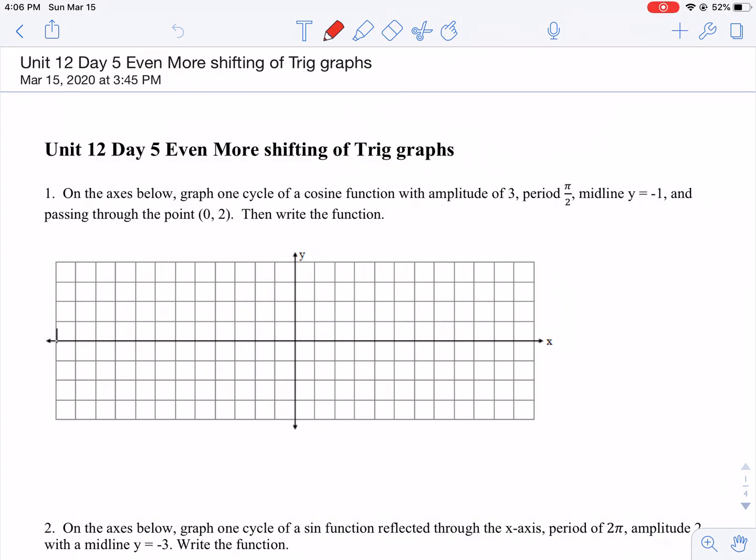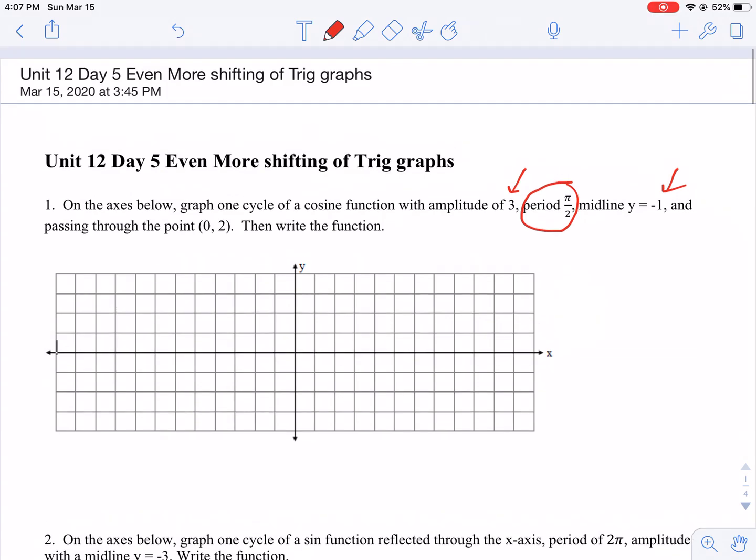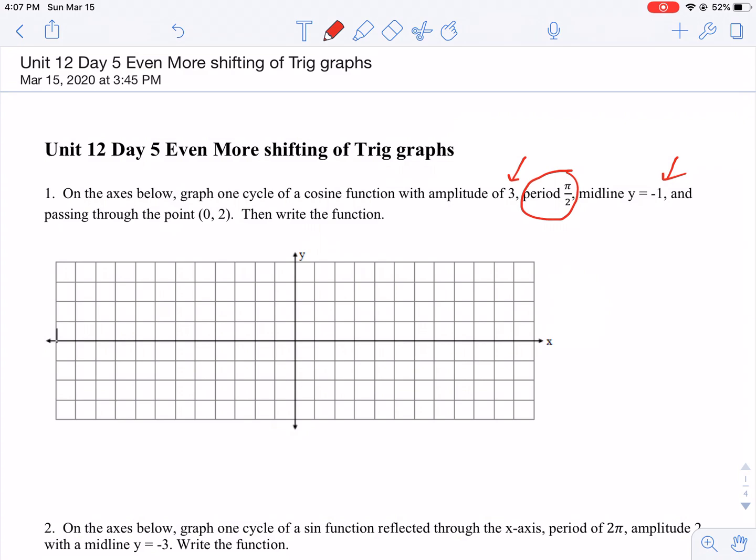Some people like to write the function first, some people like to graph it first. We have amplitude, that goes in the function. The midline we know is the vertical shift. The period is the part we have to deal with. It's not the period that goes into the equation, it's the frequency. So we have to use our formula to figure out what the frequency is.